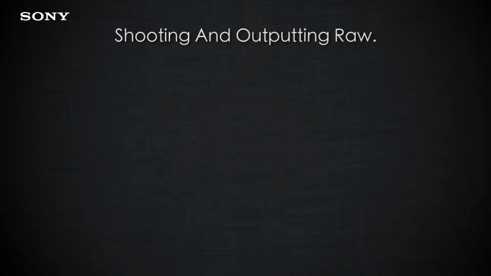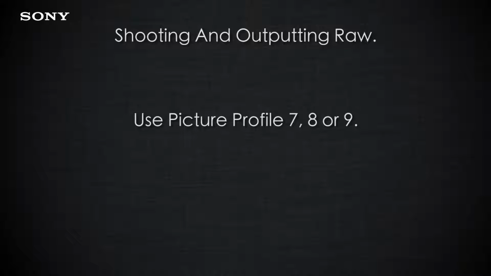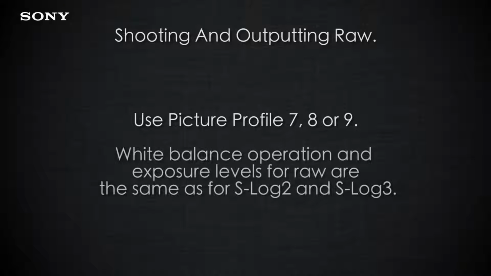So you're not normally shooting in camera to get the look that you want, you're shooting to get the best possible negative. When outputting RAW to an external recorder, you should use picture profile 7, 8 or 9 to ensure that the camera is set up correctly and to allow the full output range to be monitored via S-Log2 and S-Log3.